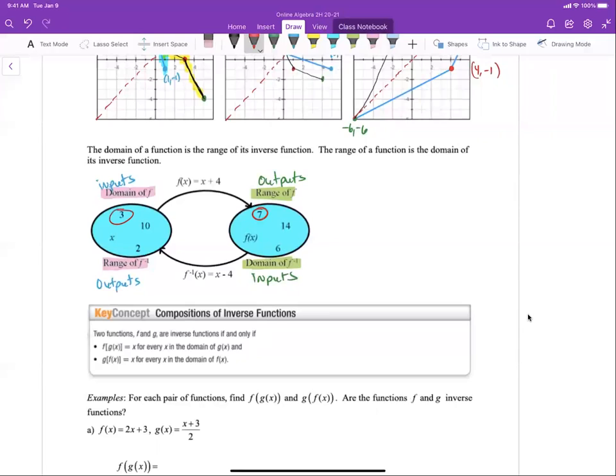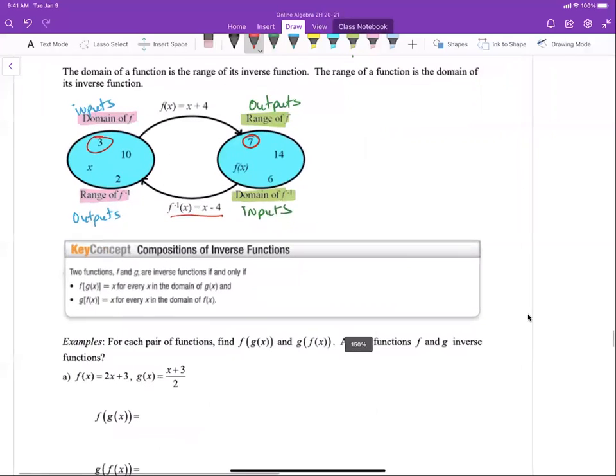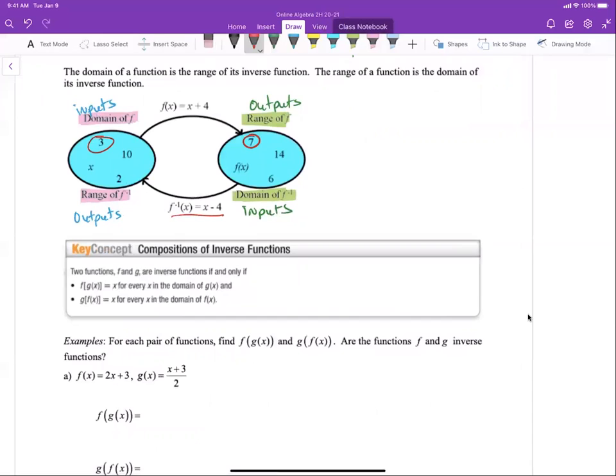So my inverse function undoes essentially what my original function did to my x value. So this leads us to this next key concept. Two functions f and g are inverse functions if and only if f of g of x equals x for every x in the domain of g, and g of f of x equals x for every x in the domain of f.